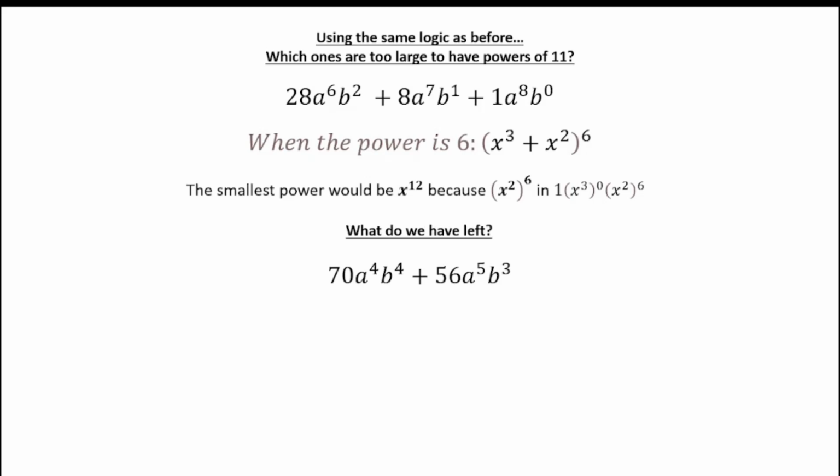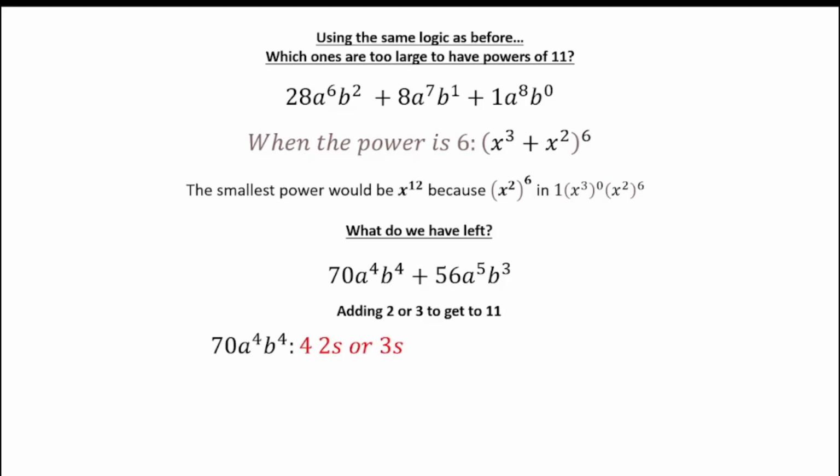So what do we have left? We have 70 multiplied by a to the 4 times b to the 4, plus 56 multiplied by a to the 5 multiplied by b to the 3. As we have done before, we are adding 2's or 3's to get 11. So when we have the power as 6, we have 6 options of 2's or 3's to get to 11. Likewise, when we have the power as 3, we have 3 options of 2's and 3's.